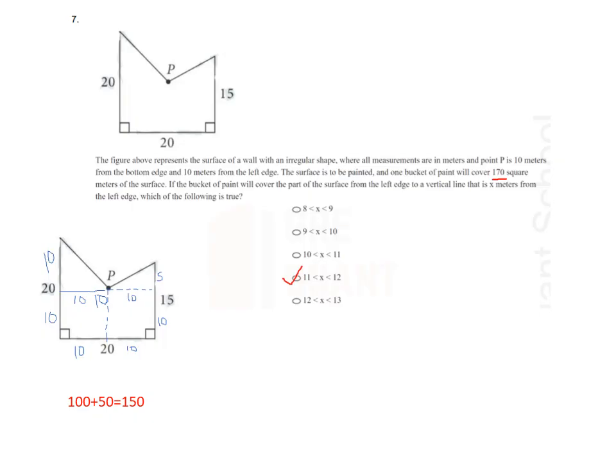So the correct answer will be option D, that is 11 less than x less than 12. If we go beyond 12, it will cover more than 170. You can do some simple calculation to check this result. Okay, let us move to the next one.